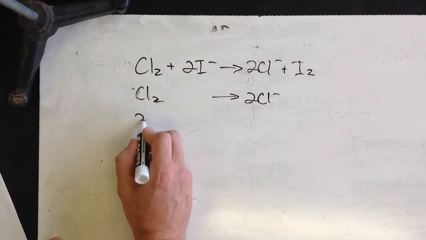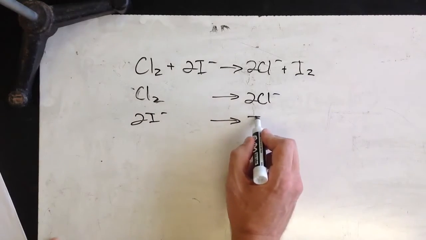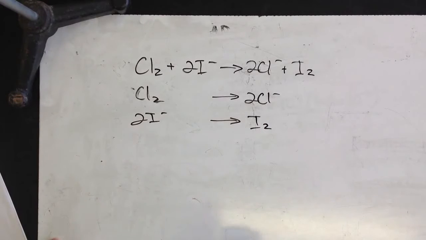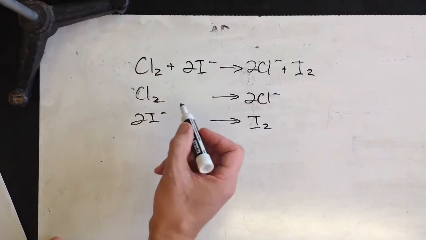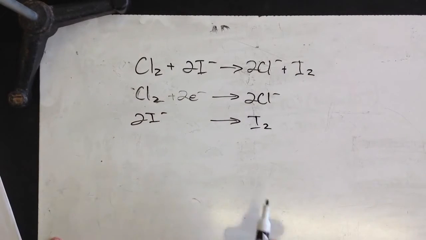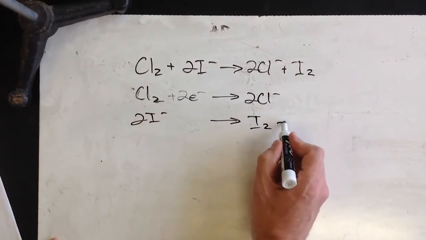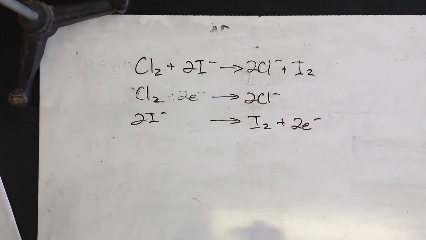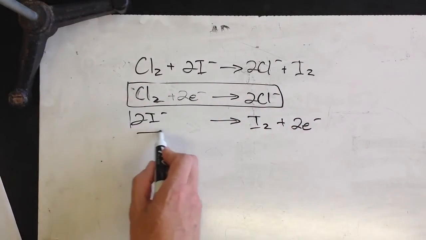The other reaction is 2 iodide goes to iodine. Now, here you have a charge of 2 negatives, so the only way that's going to happen is if we add 2 electrons. And likewise, here we have 2 negative on this side, so we have to have 2 negative on that side. So we've got these 2 half reactions.